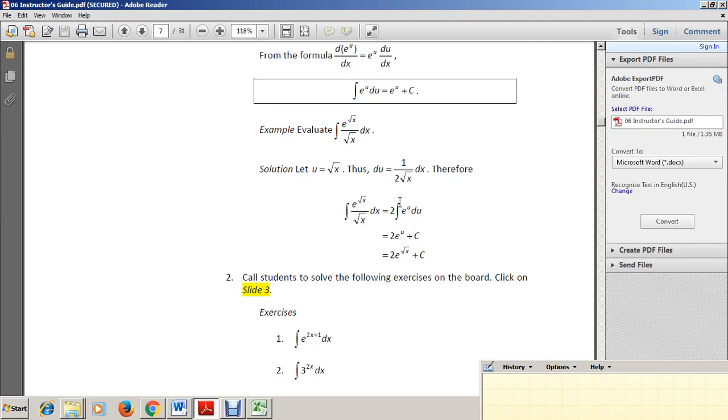What is left in the process is to get the integral of e raised to u. And of course, the integral of e raised to u du is equal to e raised to u, times the 2 outside. This becomes 2 e raised to u, then plus c. And the final answer should be expressed by substituting our original representation for u as square root of x.